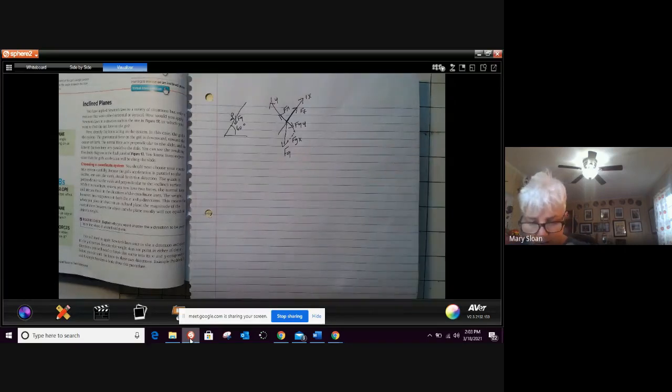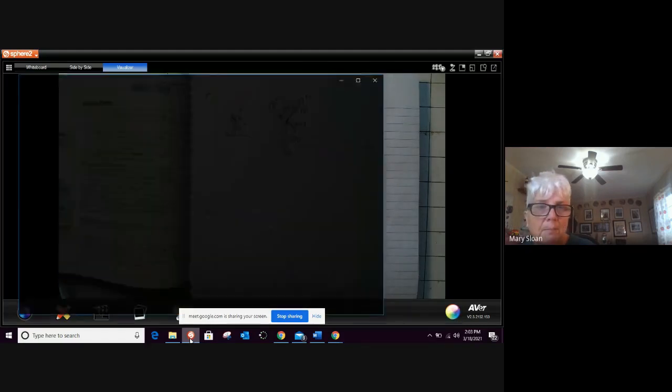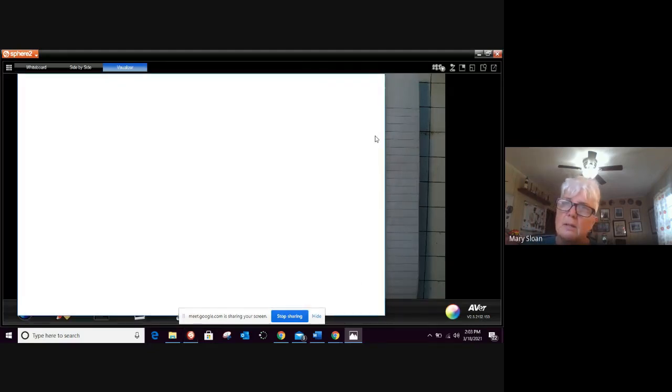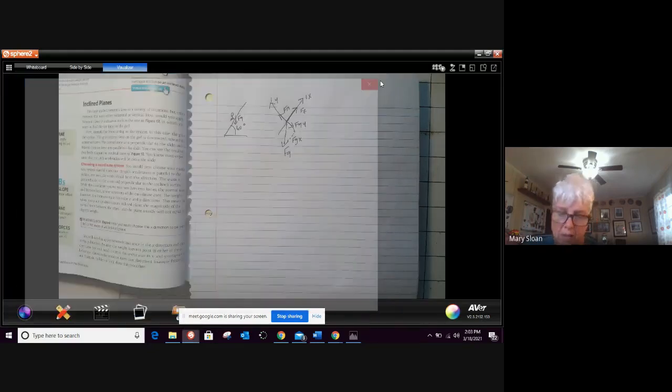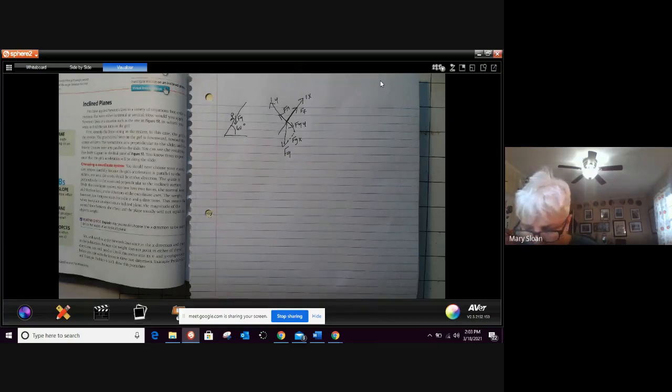So number 34 says, Ryan and Becca are moving a folding table out of the sunlight. A cup of lemonade with a mass of 0.44 kilograms is on the table. Becca lifts her end of the table before Ryan does. As a result, the table makes an angle of 15 degrees with the horizontal. Find the components of the cup's weight parallel and perpendicular to the plane of the table.